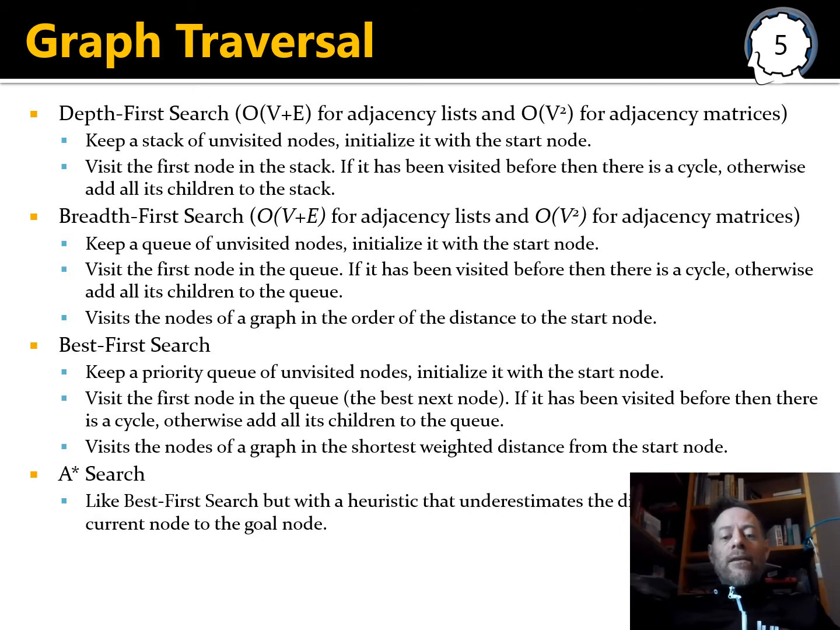The whole point is, as long as you underestimate the remaining cost, then this is what's called an admissible heuristic. And if we add this admissible heuristic to the cost, then we find a faster search to take us to the goal. And it's also optimal and complete.